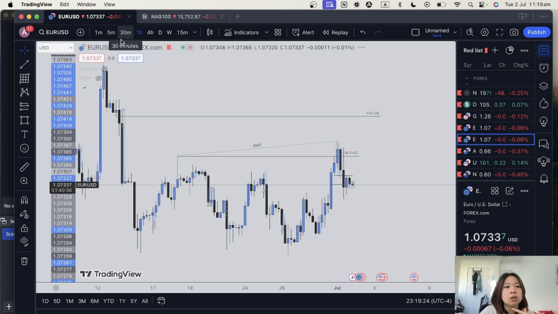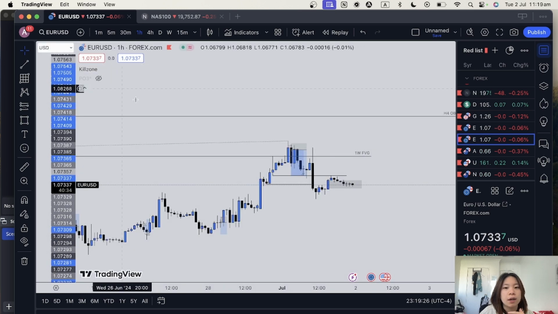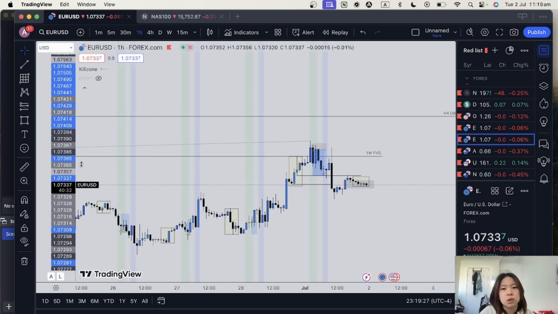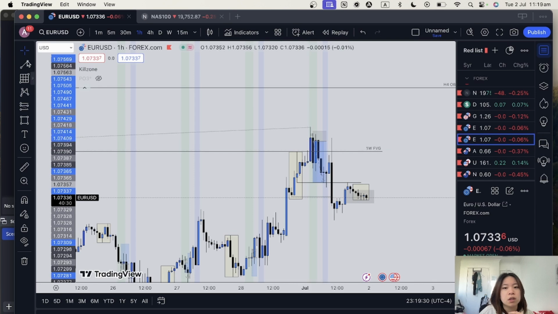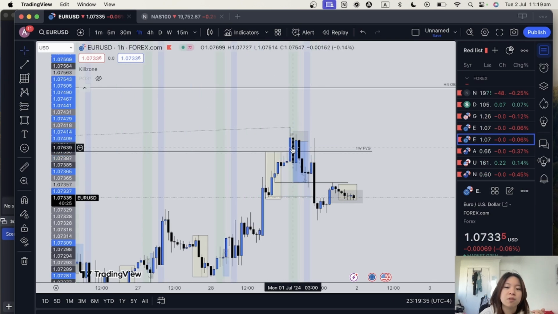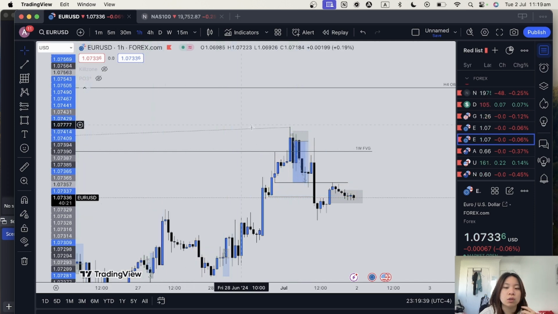If we go down and we look at the Asian session high, it also wasn't really a sweep. We literally closed above it. So yesterday's trade, we closed above it, but we didn't create any fair value gaps or anything. So that's also why I thought it would go down.